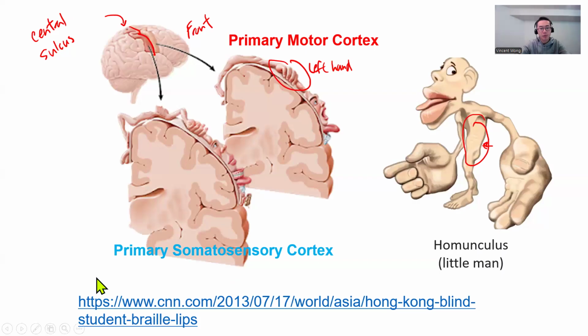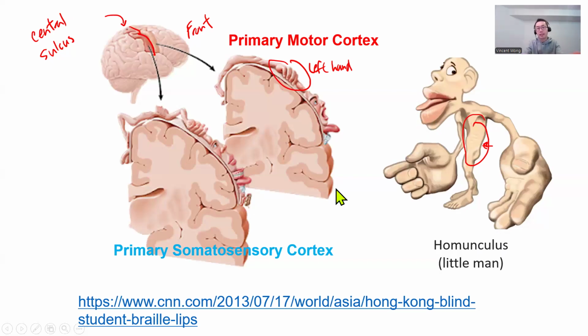And I came across this story. It's an old story, 2013. I think the link still works. You can check it. There is a student in Hong Kong who is blind, and her particular condition causes her to not be able to feel the braille with the fingertips. So she's not able to read the braille that way. But she taught herself how to read the braille with her lower lips. Because as you can see, the lower lips are also very, very sensitive.